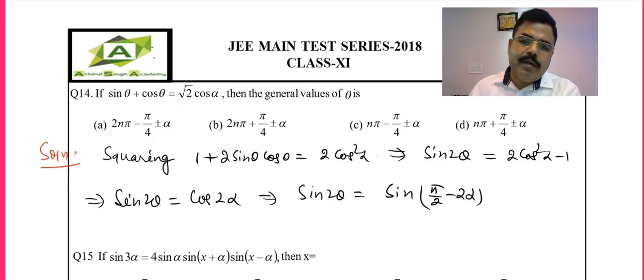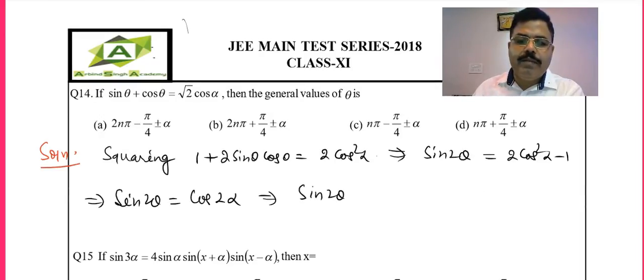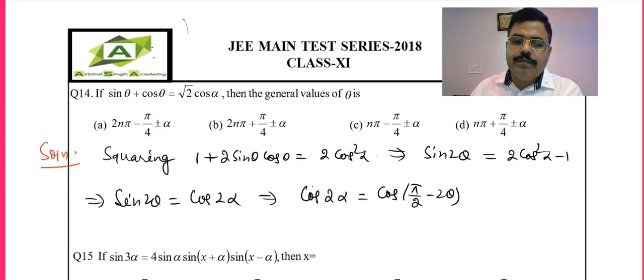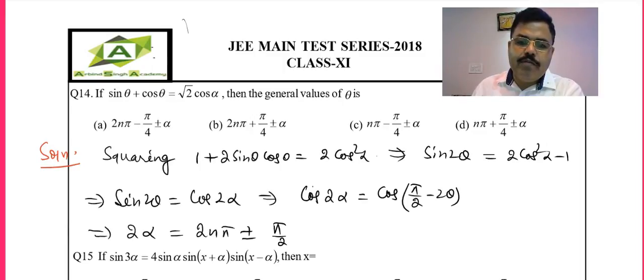Yes. Now, cos theta is equal to cos alpha, because here n pi plus minus 1 to the power n type nothing is being written. So it will be better to convert sine into cos. So that will be, cos 2 alpha can be written as cos (pi by 2 minus 2 theta). Right? And cos theta is equal to cos alpha. Then what will happen? Theta, 2 alpha is equal to 2n pi plus minus (pi by 2 minus 2 theta). Can I write like this?